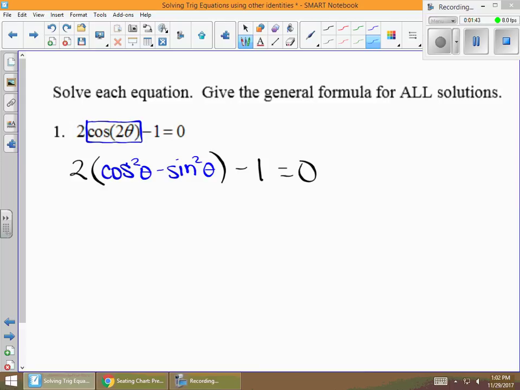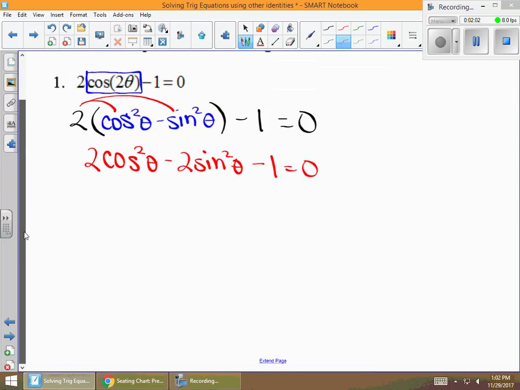So you see a 2 out front of parentheses, you want to distribute, and distributing here is legal. So 2 cosine squared minus 2 sine squared minus 1 equals 0. Think about what you're distributing. Is it legal to distribute that? Can you distribute a 2? Absolutely. Can you distribute a cosine? No, because cosine is the operator. Just like if you had divide by or something, you can't distribute. You know what I mean?